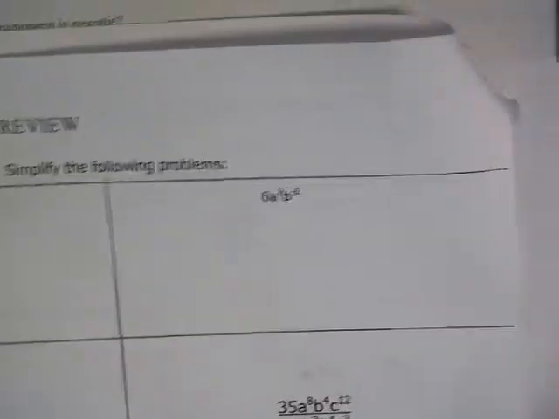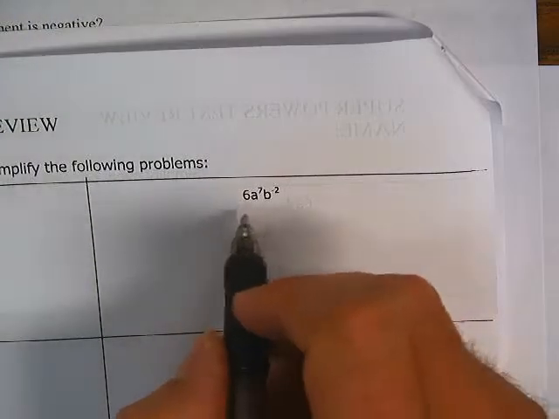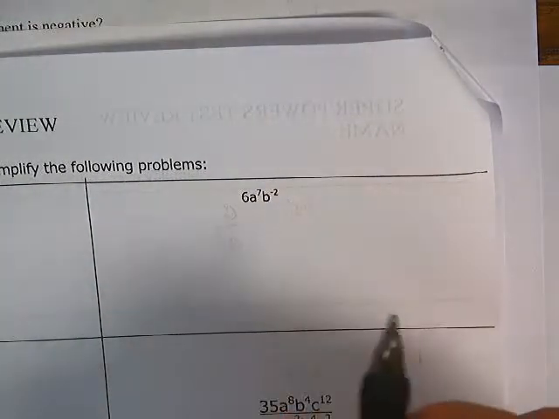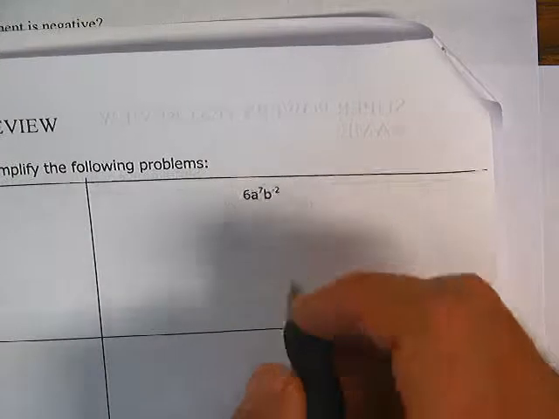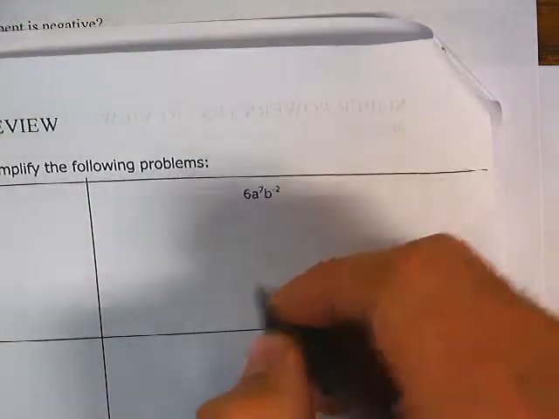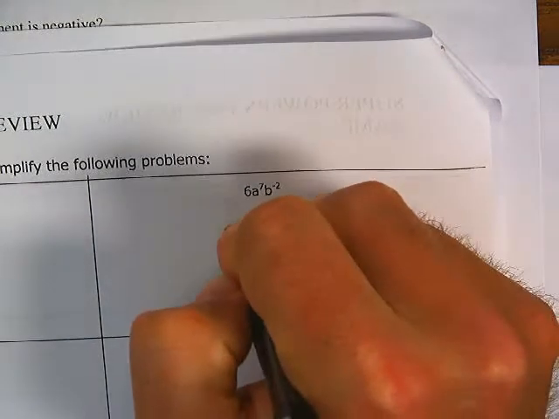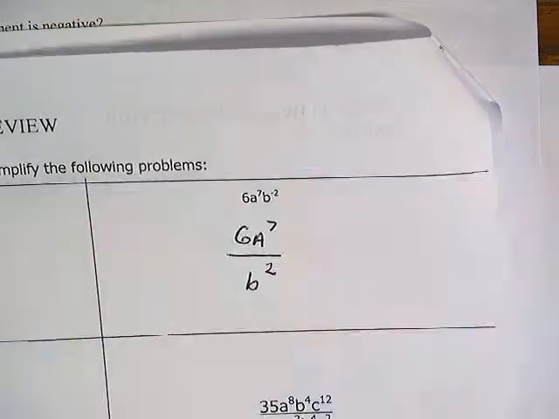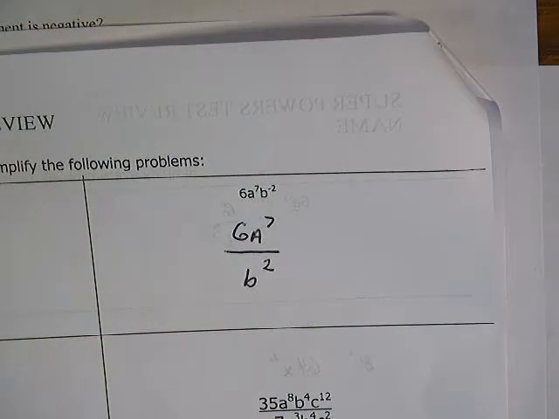On the next one, we have 6a to the 7th b to the negative 2 power. See the negative exponent. Let's make it positive and move it to the bottom. So we have 6a to the 7th all over b squared. And that's as far as we can go.